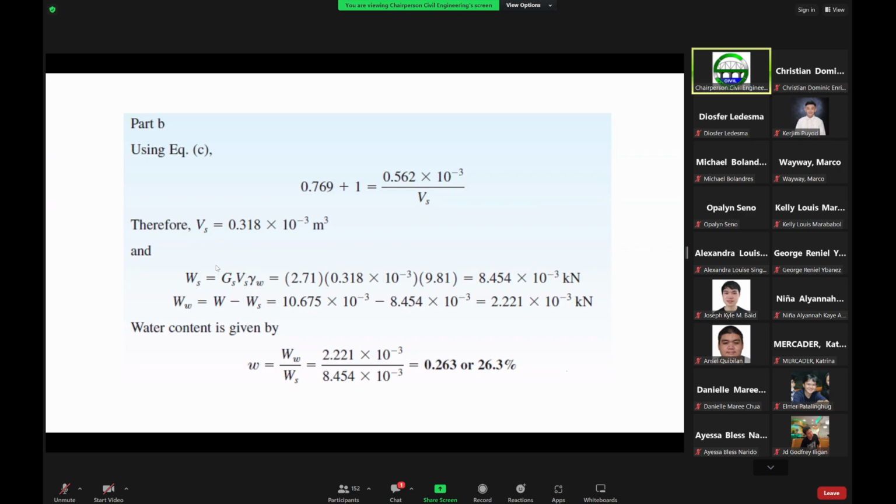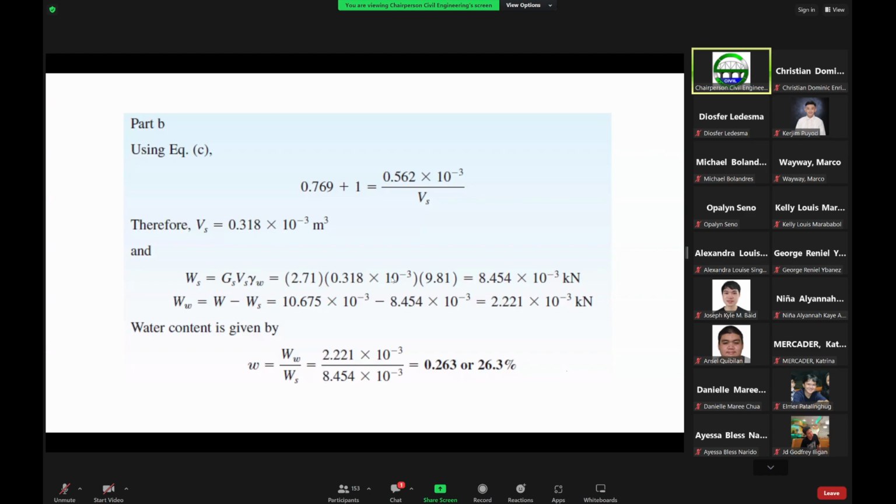That's the specific gravity of the soil times the volume of the solids multiplied by the unit weight of water, which I think we have also derived before. So just substitute: this is given, this is known, this is derived from here. That gives you the weight of the soil solids.